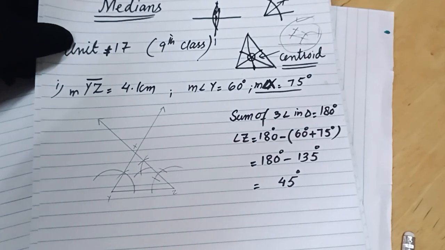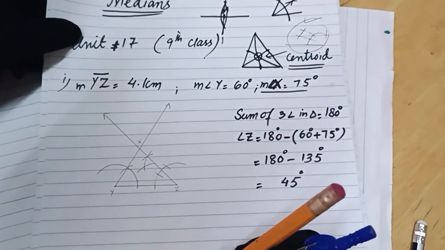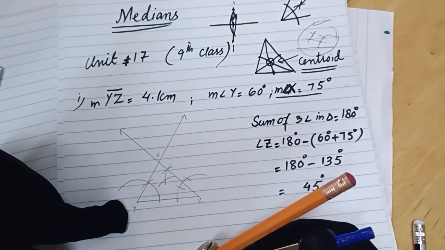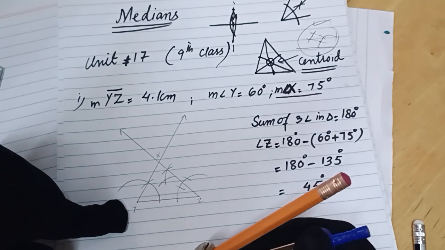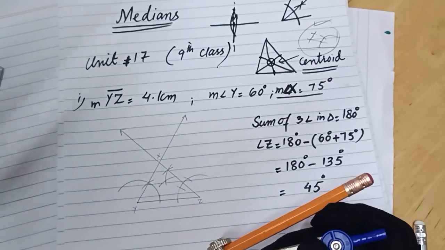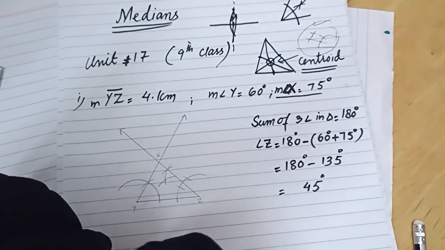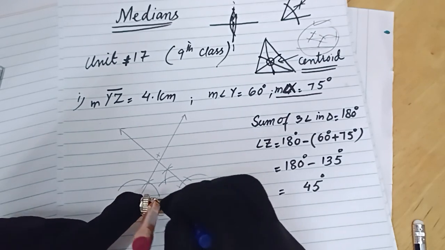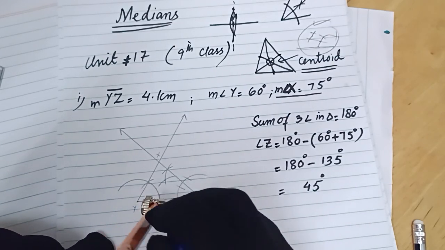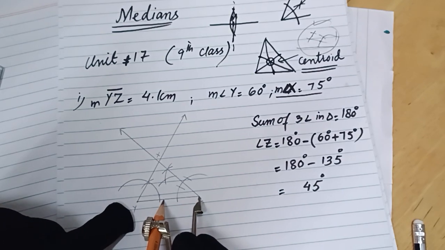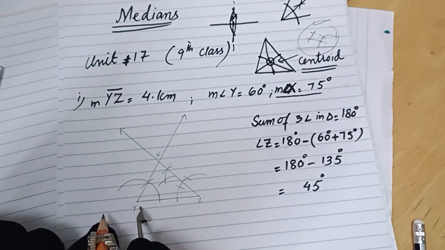Now the next step is about the median. For the median, as I told you, start with any side and do bisection of that side. Bisection we do always with the midpoint. Open the compass just a little more than half, so it's not becoming more messy. A little more than half of this one side.